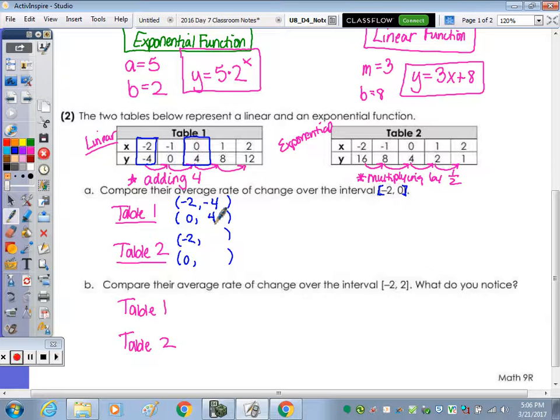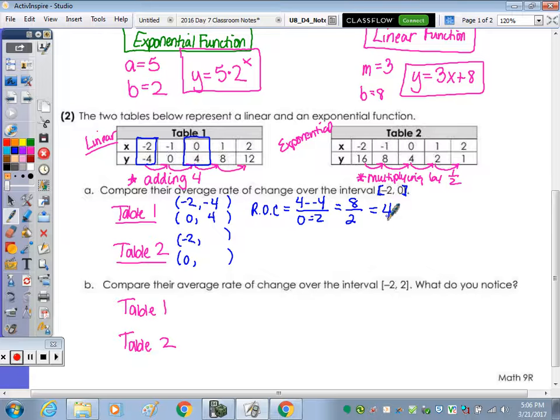So change of y over change of x, okay, your rate of change equals 4 minus -4. I subtracted the top from the bottom, over 0 minus 2. 4 minus the -4 turns into a positive 8, 0 minus 2. Okay, I forgot to have 0 minus the -2. That also becomes positive, and 8 over 2 is 4.